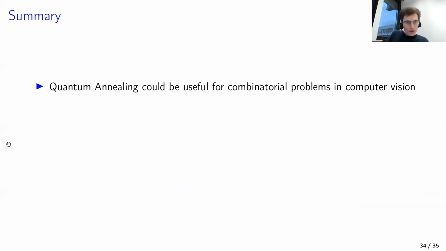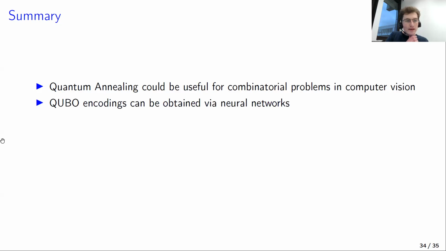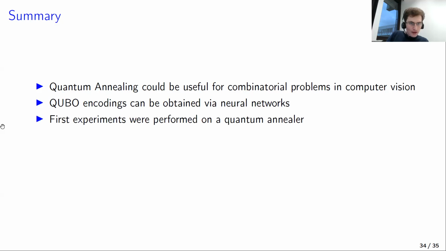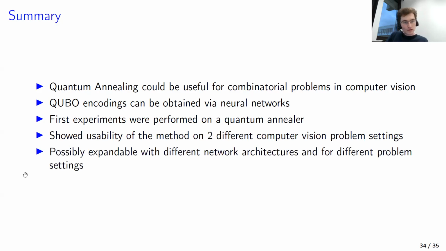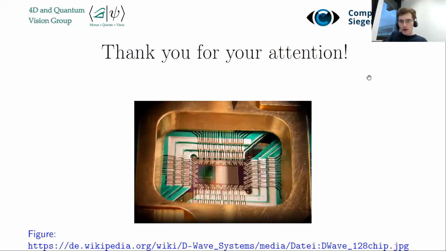And to sum everything up, we showed that quantum annealing could be useful for combinatorial problems that arise in computer vision, and one can get the QUBO encodings via a neural network. We performed first experiments on the quantum annealer and showed usability for two different computer vision problem settings. Extensions of this work could be to test different network architectures and also look at further computer vision problems. And with this, I thank you for your attention.